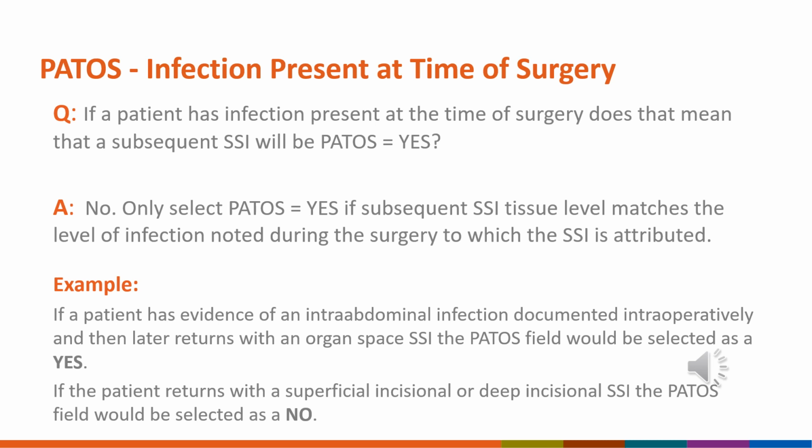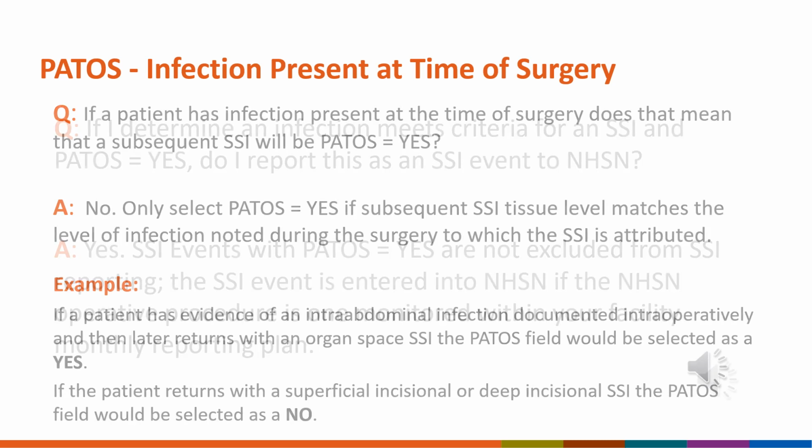For example, if a patient has evidence of an intra-abdominal infection documented intraoperatively at the time of surgery and then later returns with an organ space SSI, the PATOS field would be selected as a yes. However, if the patient returns with a superficial incisional or deep incisional SSI, the PATOS field would be selected as a no.